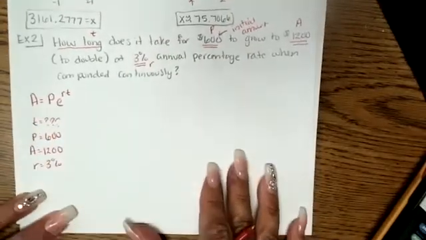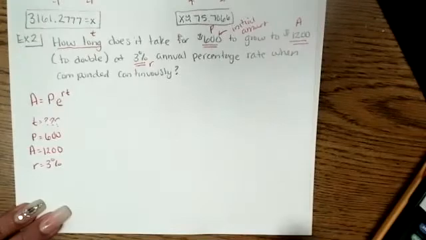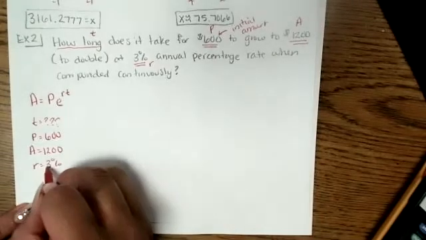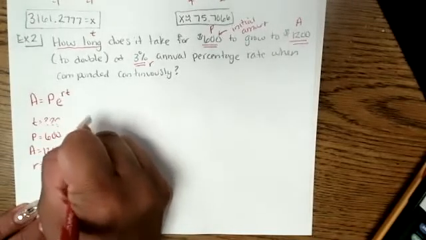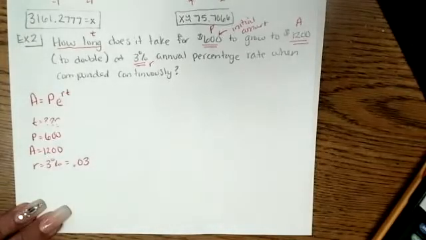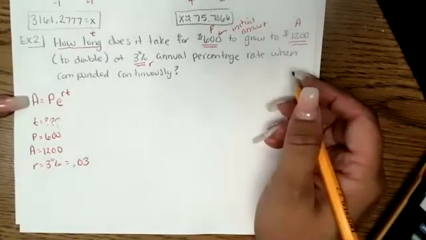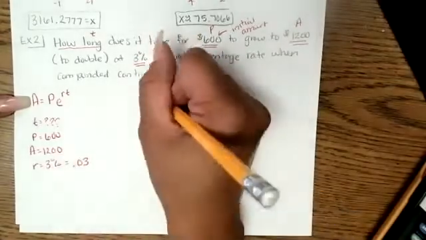Now you can't plug in 3%. We need to change that to a decimal. So you either divide it by 100 or move the decimal 2 places to the left, which is 0.03. So here's my equation. The A is going to be 1,200.